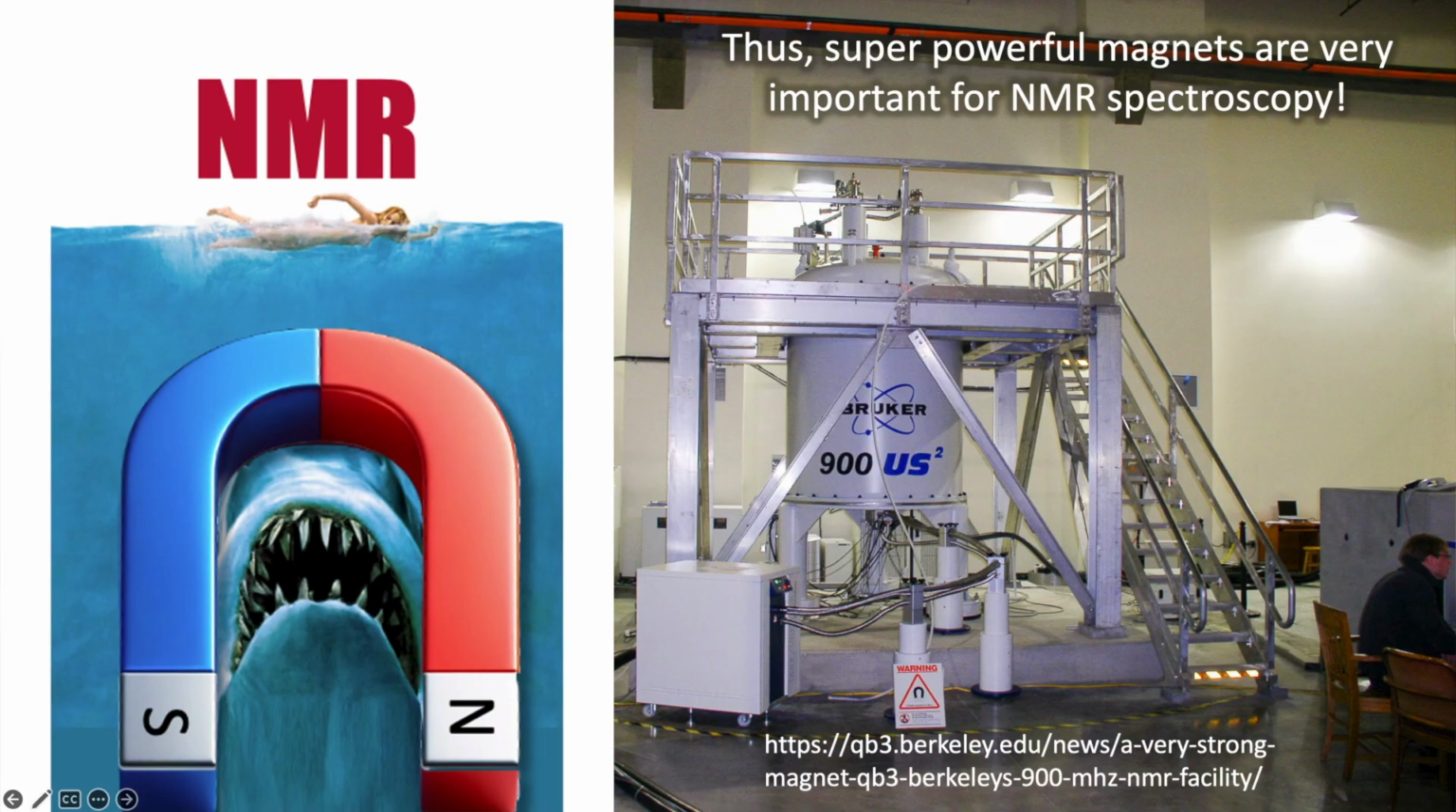And I thought I would include a picture of this 900 megahertz magnet here for NMR spectroscopy. I think these things go for, I don't know, ballpark, maybe 4 or 5 million, something like that, right? So it takes a lot to get a magnet this strong.